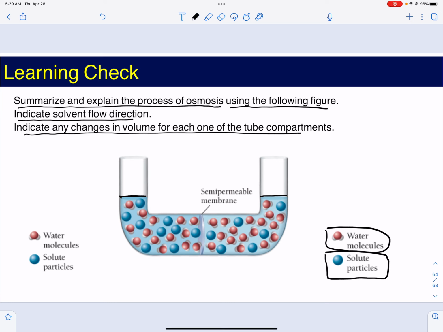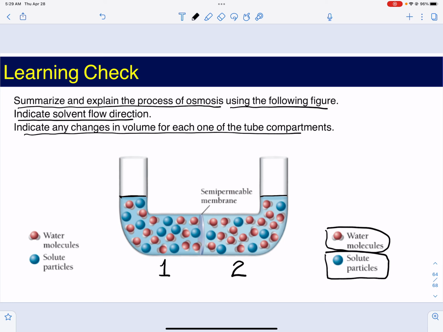So the one with a higher percentage of solute to solvent is going to be the one with the higher concentration. And we're going to see that that's going to be chamber number 1. And chamber number 2 is going to be the one that has more solvent, so lower concentration. So osmosis is the movement of solvent from low concentration to high concentration, so it will dilute the higher concentration, making it the same as the low concentration.